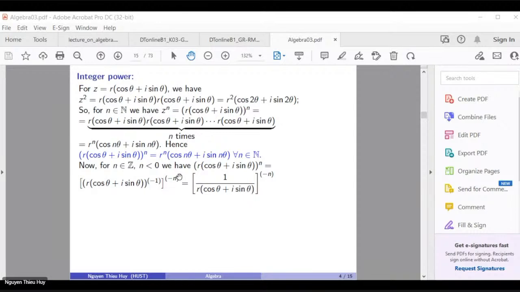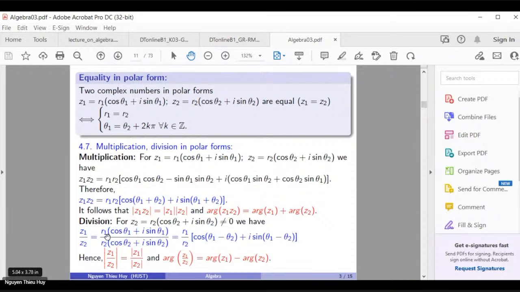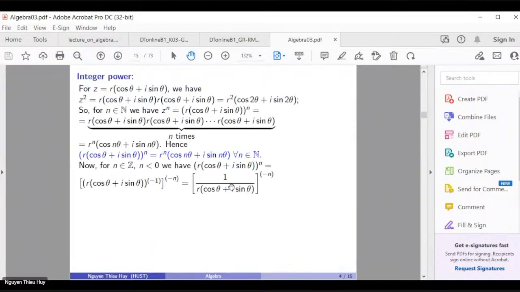And now we are lucky, because minus n is now a positive integer, because n is negative, so minus n is positive. Okay, now we want to apply the formula for the division. The division formula is here, but therefore we want to change the number 1 to polar form, right? It's easy. So number 1, can you tell me what is the polar form of number 1?